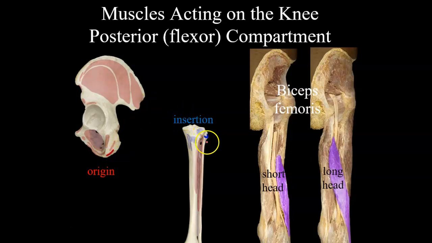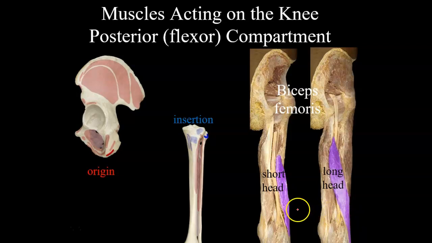And they extend down and it attaches to the head of the fibula. Now there's two different heads of the biceps brachii. Again, I don't care that you know which head is which. Just know that these are the biceps brachii. The biceps femoris, excuse me. Biceps femoris.